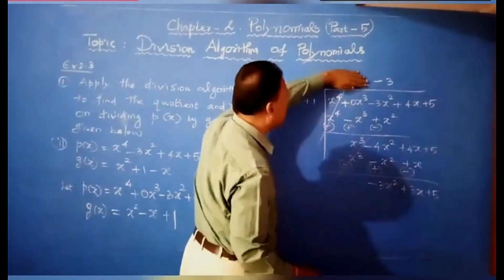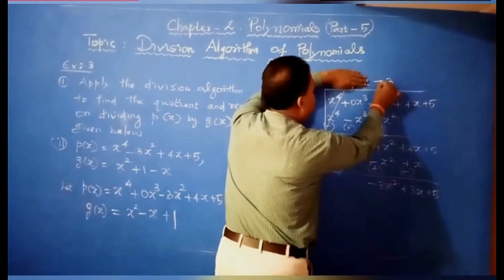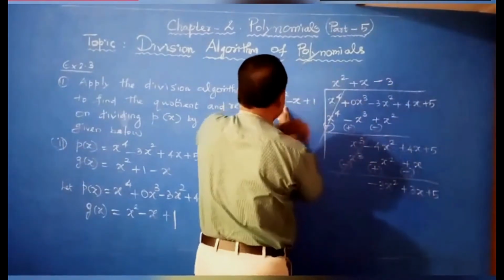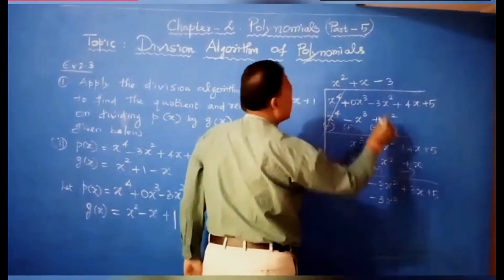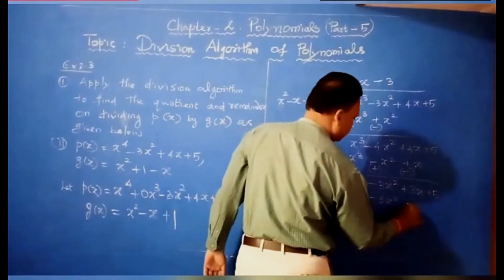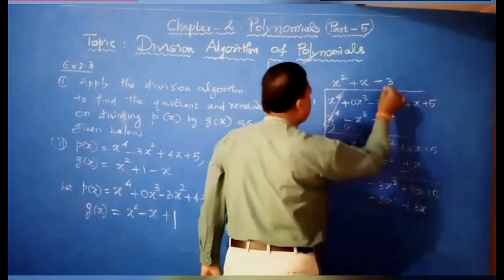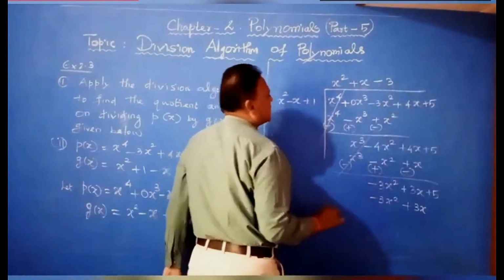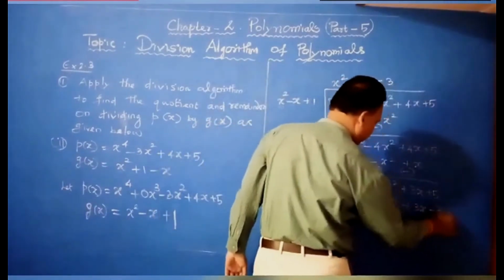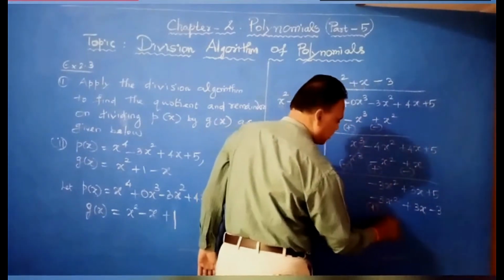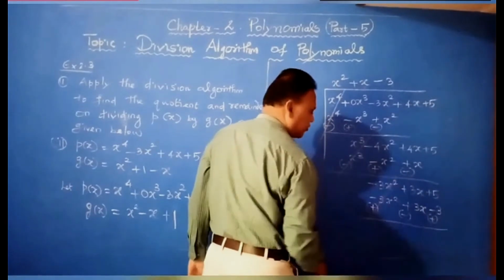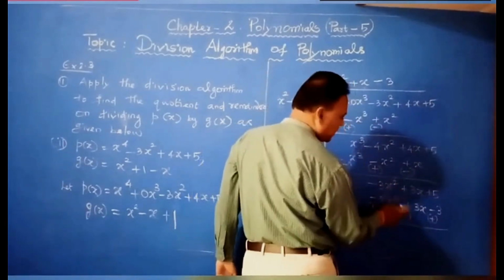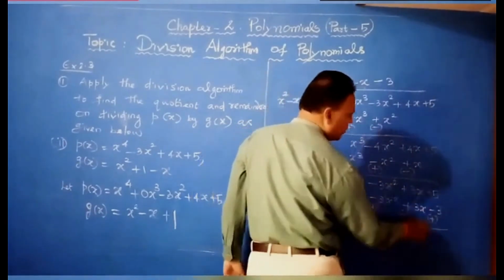Now ignore these two terms. Only take minus 3 and multiply with this. What will you get? Minus 3x squared, minus plus 3x, minus into plus 1, minus 3. So now again change the sign. While subtracting, always change the sign. So here this will be eliminated. This also is the same, 1 plus 1 minus, same means eliminate. So what you will get? 8.